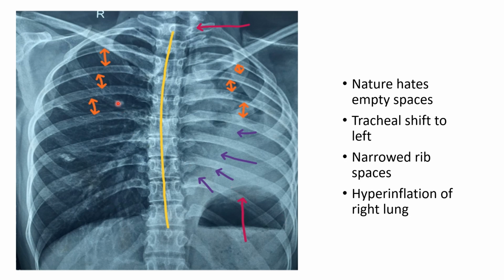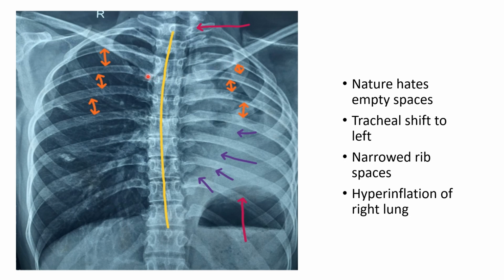Now look at the rib spaces. So this is the rib space on the right side, and corresponding rib space is this. So we have to compare only the corresponding rib spaces. So this space is larger than this space. So the rib spaces on the left side are narrowed.